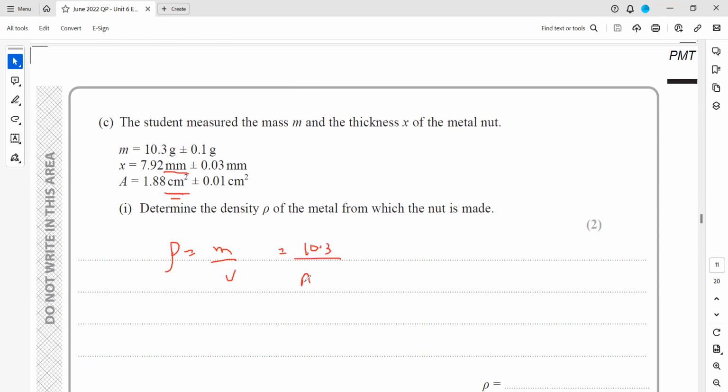And what about the volume? Volume is area multiplied by thickness. So the area is 1.88, multiplied by thickness, which should be in centimeter. So you divide by 10, it will be 0.792. This will give us the density of the nut.